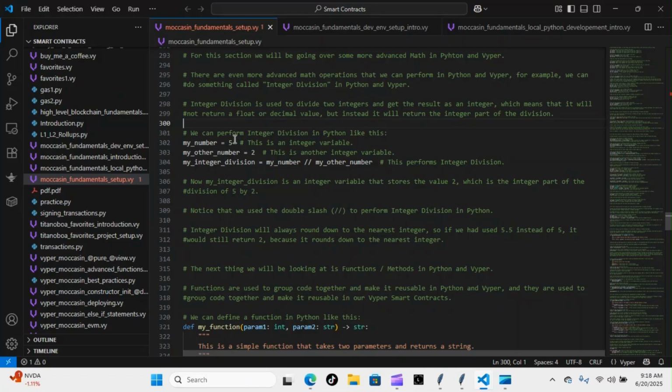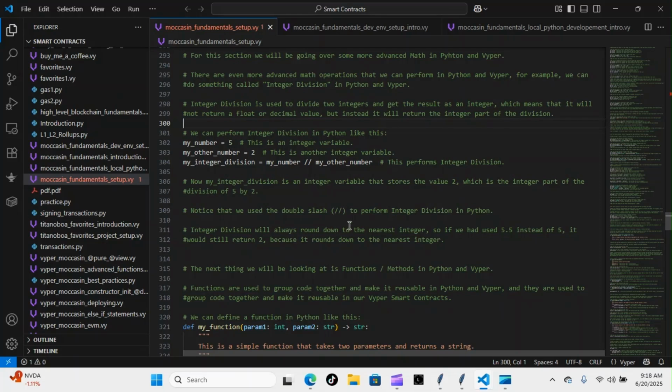You see my number equals 5, my other number equals 2, and my integer division will equal my number divided by my other number. Now normally 5 divided by 2 will give us 2.5, which you'll see why that's not the case coming up. Now my integer division, this variable here, is an integer variable that stores the value 2, which is the integer part of the division of 5 by 2. Notice that we use the double slash to perform integer division in Python.